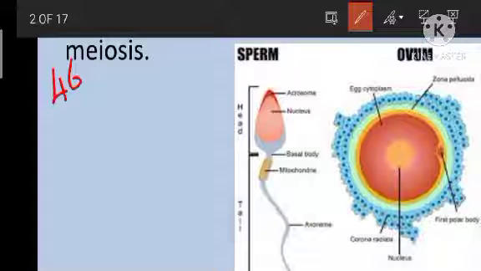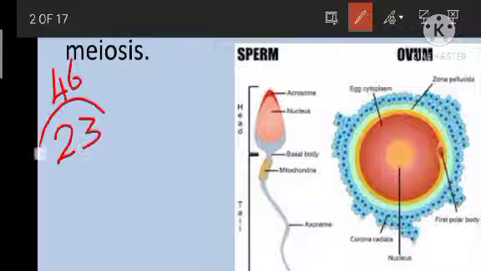So if the parent cell, that is the germ cell, has 46 chromosomes, the daughter cells, that is the male gametes which are produced, will have half the number of chromosomes. That is how many chromosomes? 23 chromosomes will be there. As a result of meiosis, 4 haploid cells will be formed. I am showing one gamete or one cell. So 23 chromosomes are present in this male gamete.